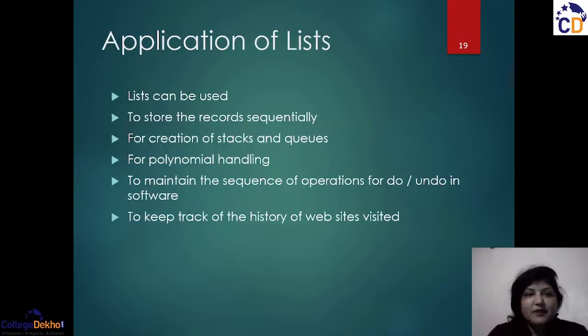Now these are some applications of lists. Lists can be used to store records sequentially, for the creation of stacks and queues, for polynomial handling, and to maintain the sequence of operations for do or undo in software. They are also used to keep track of the history of websites, the most widely used thing. You have history in Google Chrome. How is it maintained? It is one of the applications of the list data structure.